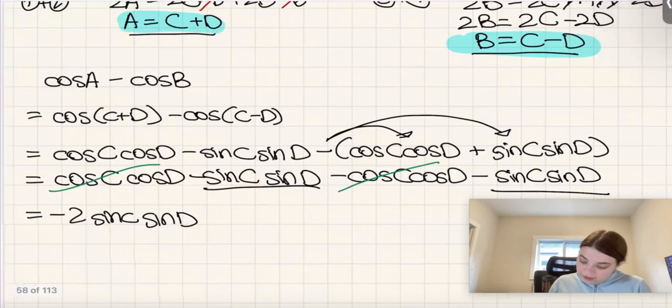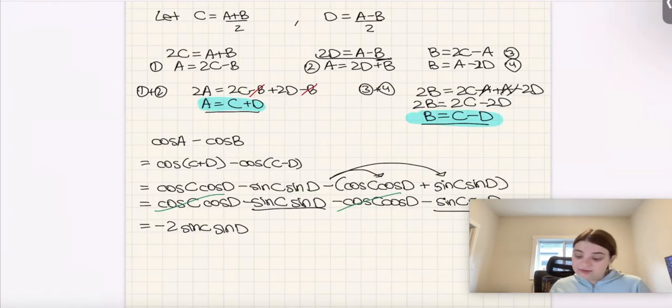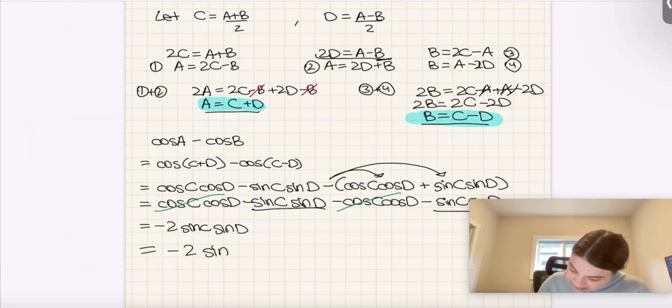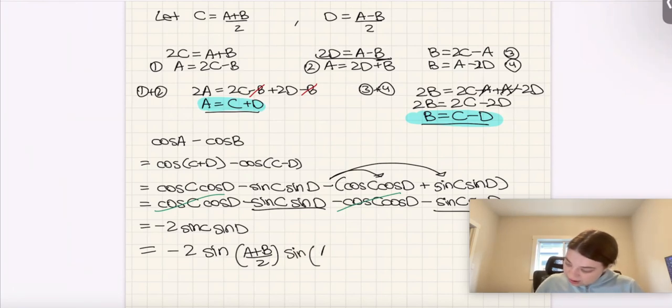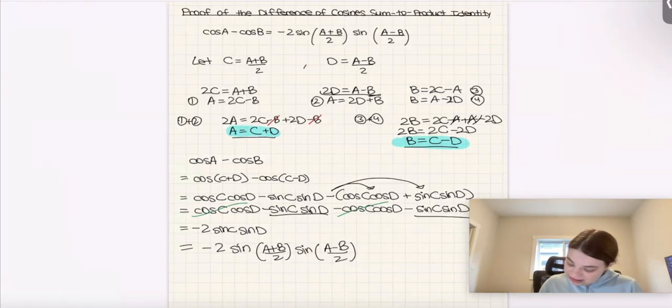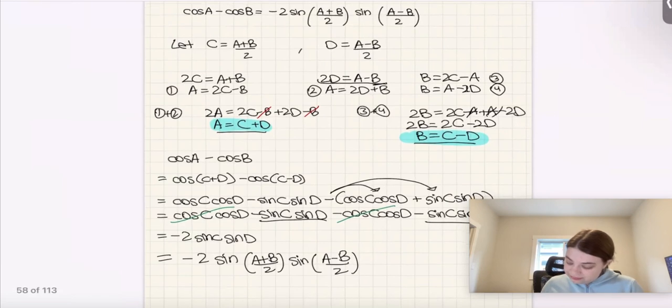And then if we recall from earlier we said that C is equal to A plus B over 2, and D is equal to A minus B over 2. So that means negative 2 sine C sine D is the same thing as negative 2 sine C, which is A plus B over 2, right? Minus, and then times sine D, which D is A minus B over 2, like that. And there we go. And as you can see, that is exactly the identity that we had set out to prove.